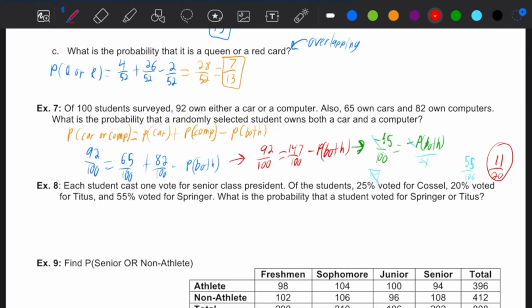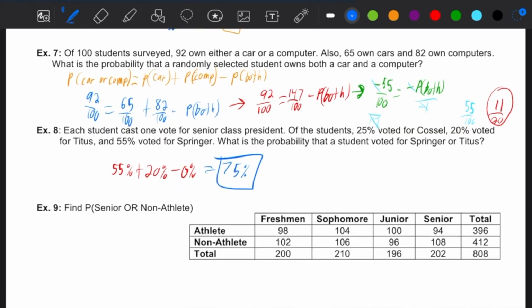So here, you might notice a shortcut right away. If you do, great. If not, we'll get there. So the probability that someone voted for Mrs. Springer is 55%. Probability that they voted for Coach Titus is 20%. And could they vote for multiple people? No, they could not. So there's no overlap. And that would end up landing with 75%. And you could just add those two right away. And that would have been much quicker.